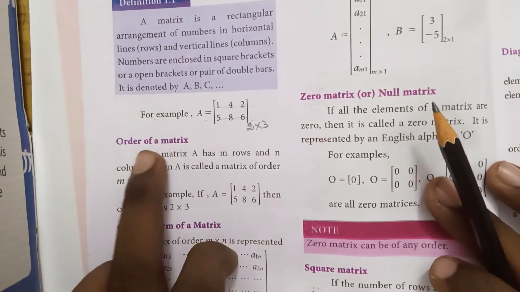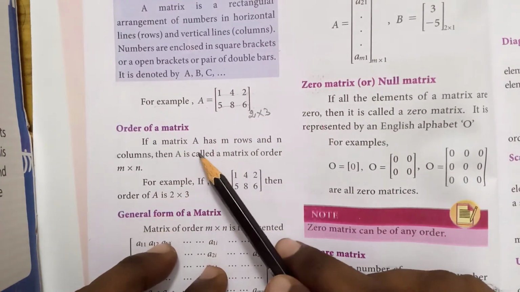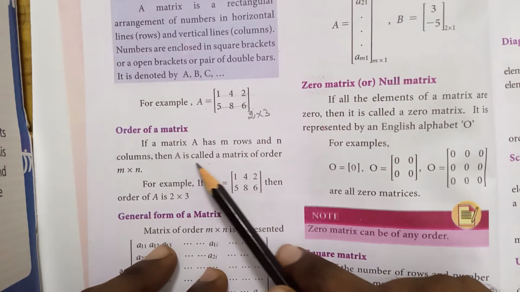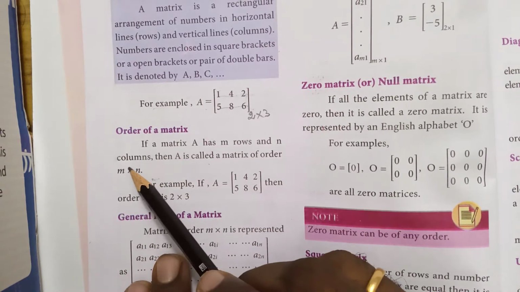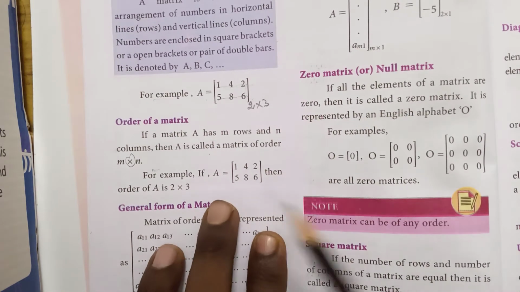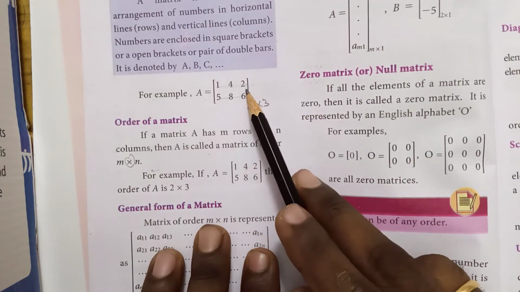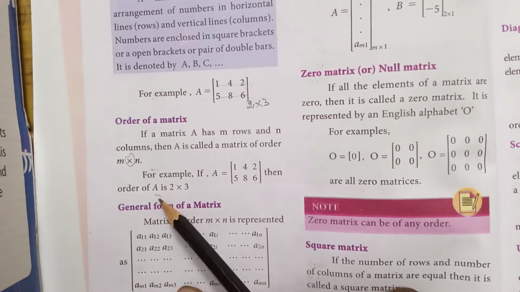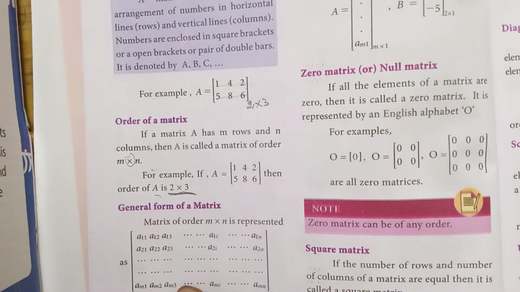So next we concentrate on the concept of the order of a matrix. If a matrix A has m rows and n columns, then A is called a matrix of order m by n. So for an m by n matrix, the example already given in the definition of a matrix is 2 by 3: 1, 4, 2, 5, 8, 6. The order of the matrix is 2 by 3, that is, 2 rows and 3 columns.